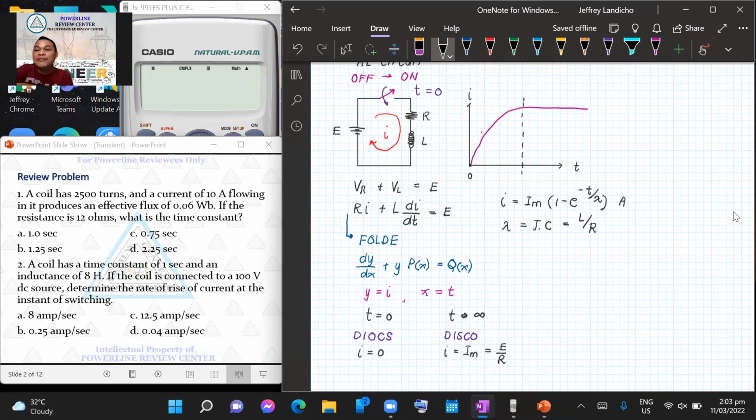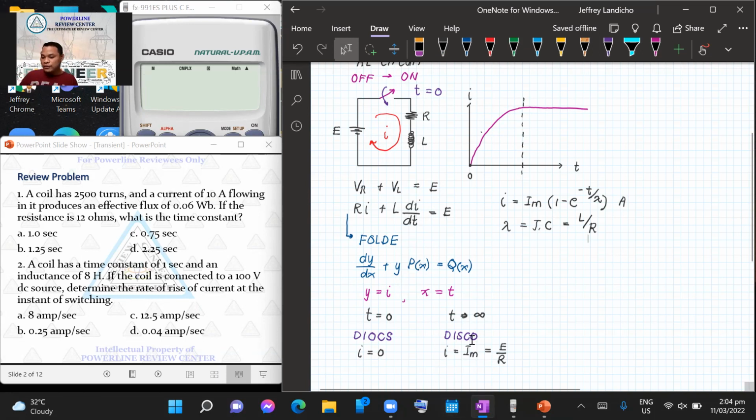So that is the time constant. That is the minimum time required for the given circuit, RL circuit, to be fully operational or to start operate normally. And for RL circuit, it is the ratio of its inductance and resistance. So therefore, pag alam mo na yung value ng current, so wala nang problema kapag hinanap sa iyo yung voltage across R at saka voltage drop across L.